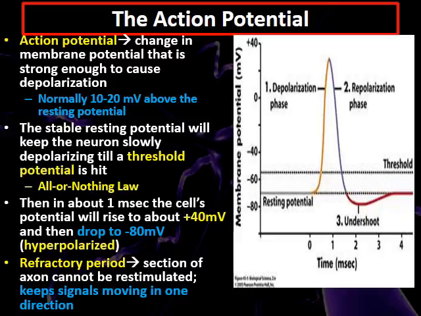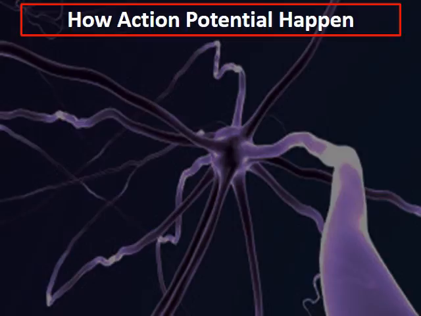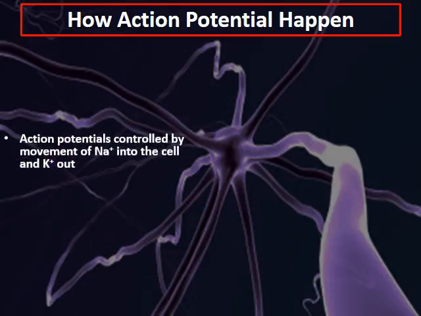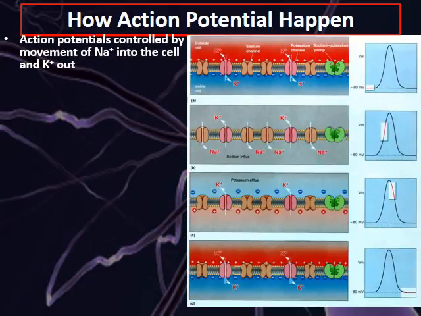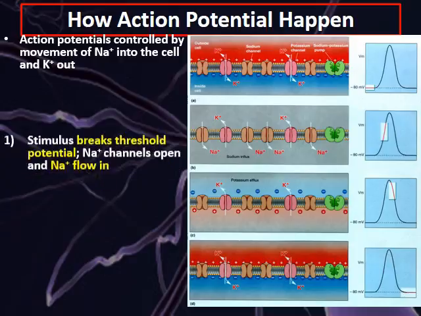This is what one would look like if you were to graph it. Let's go through what is actually happening to the membrane when we have depolarization, repolarization, hyperpolarization and this refractory period. So let's talk about how an action potential is actually generated. First off, an action potential is a change in the amount of sodium and potassium on the inside and the outside of the cell. And first we have to set up a resting potential.